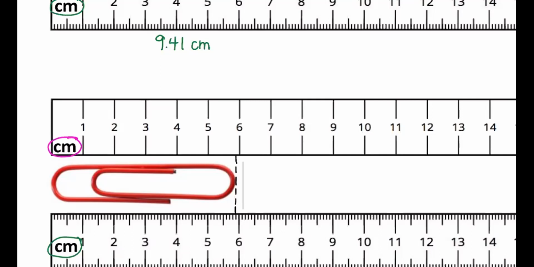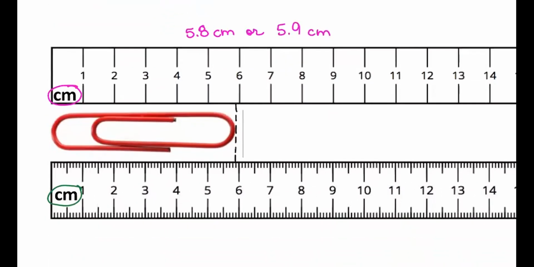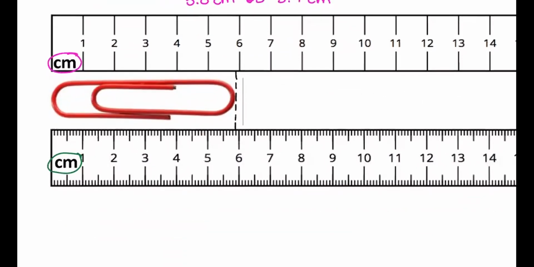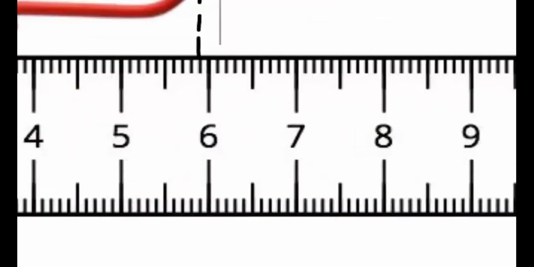Great, thank you for putting in the chat, you guys. I agree. 5.8, 5.9 will be what we report for the top. Great job. What about the bottom ruler? What would it be? When we look closer at it.